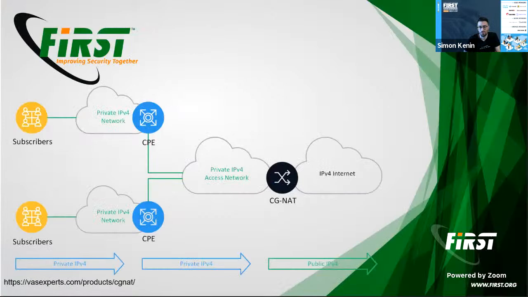In this diagram of CGN, we can see the subscribers have full control over the private IP space until it leaves their home equipment and goes to the private IP space of the ISP. We don't control the carrier, not at all. Therefore, this might be risky.